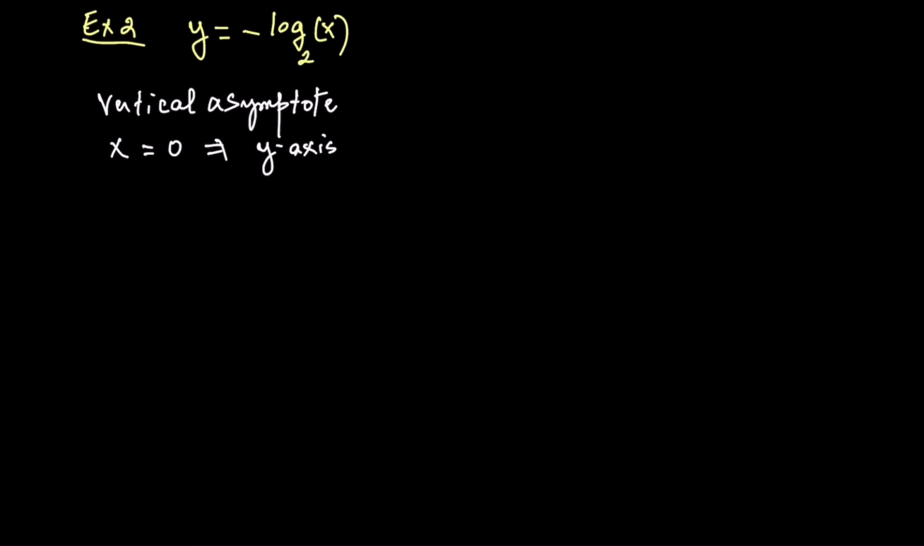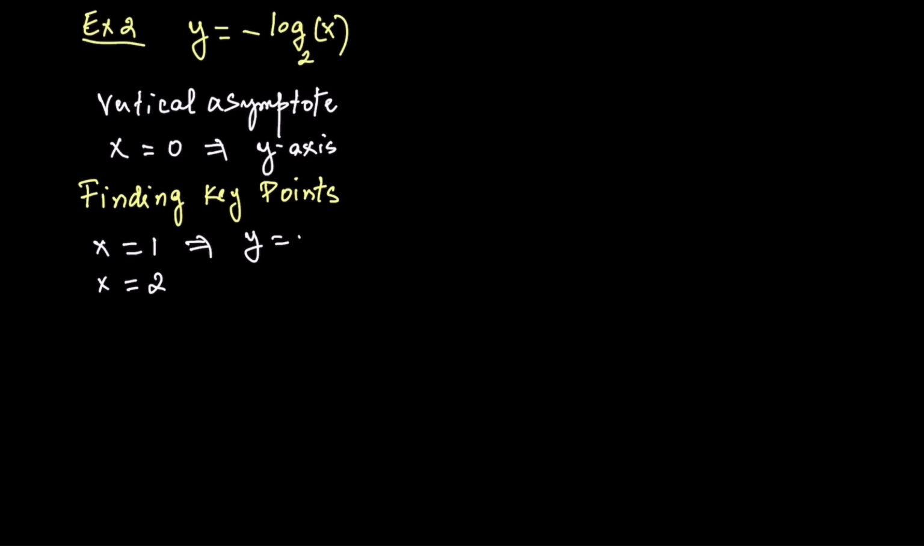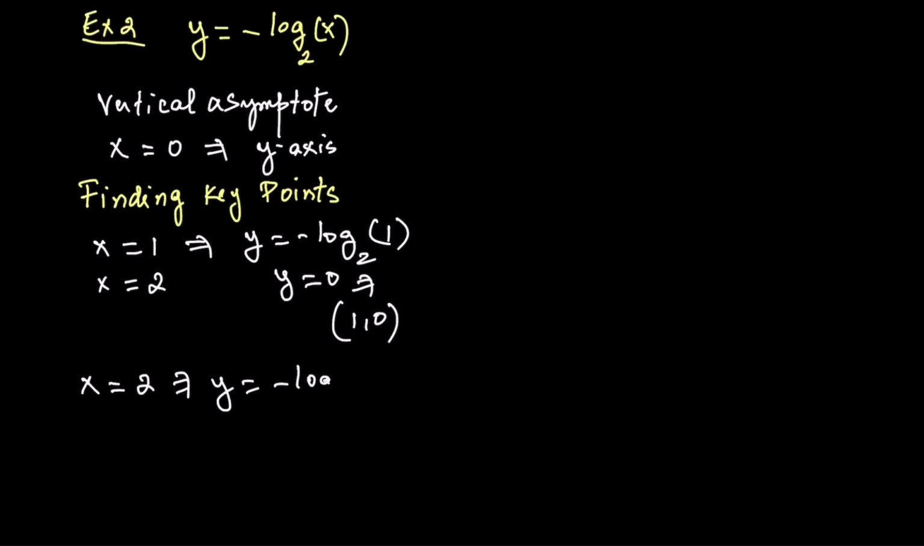Now let's find our key points. We will use two important values, x equals 1 and x equals 2. To find these values, we set the argument equal to 1 and set the argument equal to the base. Since the base is 2, we set x equal to 1 and x equal to 2. When x equals 1, y equals negative log base 2 of 1, which equals 0. So our first point is (1, 0). When x equals 2, y equals negative log base 2 of 2, which equals negative 1. So our second point is (2, -1).